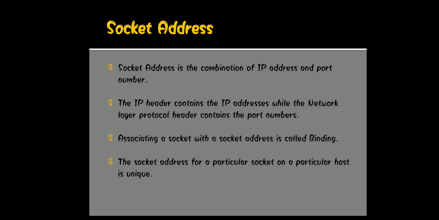Let us now discuss the second important thing that is to be specified during socket creation, that is socket address. Socket address is a combination of IP address and port number. The IP header contains the IP addresses, while the network layer protocol header contains the port numbers. Associating a socket with a socket address is called binding. The socket address for a particular socket on a particular host is unique.